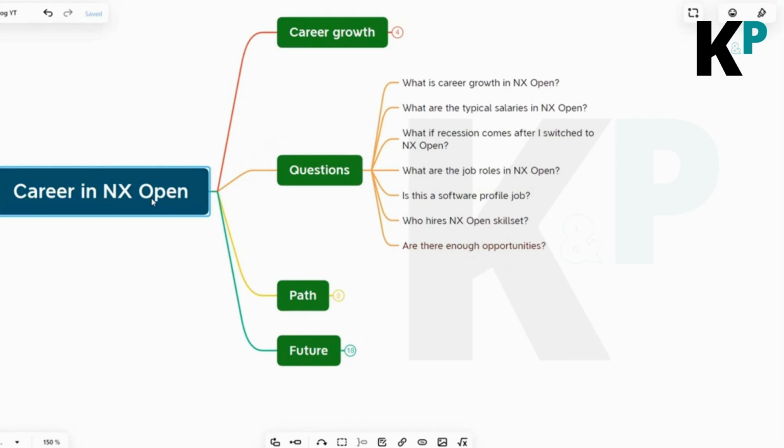What are the job roles in NXOpen? Is this a software profile job? Who hires NXOpen skill set? Are there enough opportunities? Really good question. Is this a potential career to consider? So these are all questions that I could collect, and I will try my level best to answer them all with complete clarity so that you move away with your decision whether you have to pursue it or not. So stay till the end of this video, and I will start to answer these questions now.